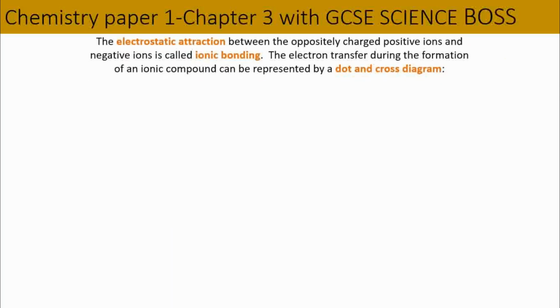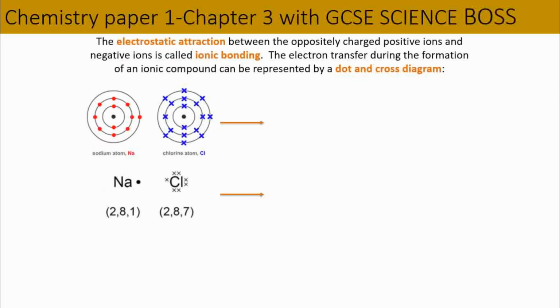So firstly, we need to know what ionic bonding is. Ionic bonding, by definition, is the electrostatic force of attraction between a positive ion and a negative ion. That's what's called ionic bonding. Now, you can see my previous videos as to how ions are formed, but let's look at an example.